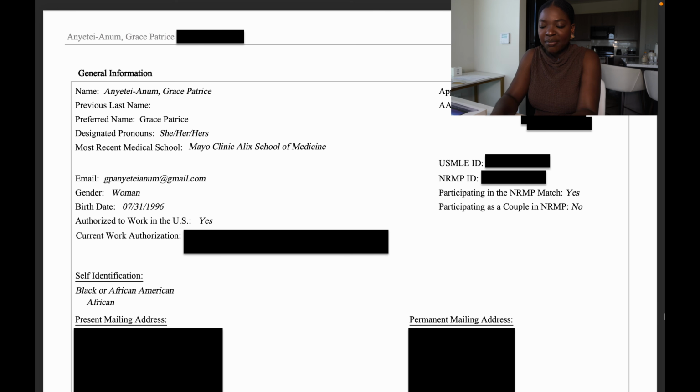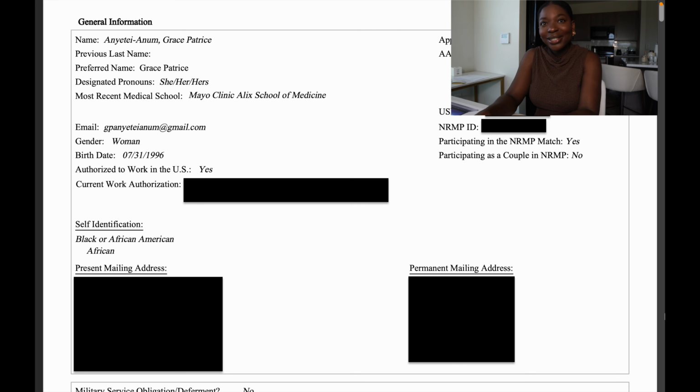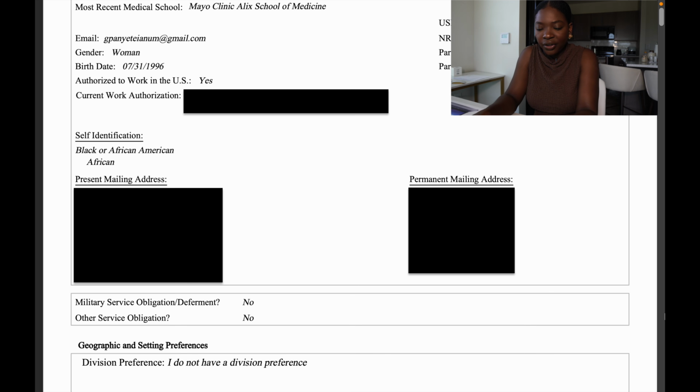And I didn't realize it, but my permanent mailing address came up a lot because people are like, oh, you're from this state, I'm from this state too. And I'm like, oh, okay, yeah. So it's actually something that people bond over. It's a really mundane thing that you don't think about. But actually think about your permanent mailing address, where you put it, because people would find ties with that when they're interviewing you. The next thing is military service or obligation. For me, that was a no. And then there's other service obligation, which is also a no.